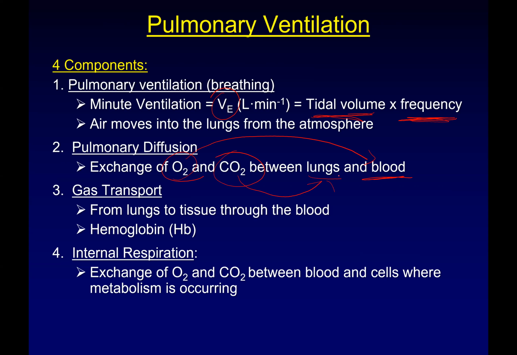Okay. Once we've put the oxygen into the blood, we've got to worry about gas transport, how we're going to get things from the lungs into other tissues where we need it. And that's primarily going to be driven by hemoglobin. So we'll talk a little bit about hemoglobin and hemoglobin dissociation. And then the final piece of this is what we sometimes call internal respiration. That's the diffusion or the exchange of O2 and CO2 between the blood and the cells where metabolism is occurring. So in this instance, think about cells in skeletal muscle.